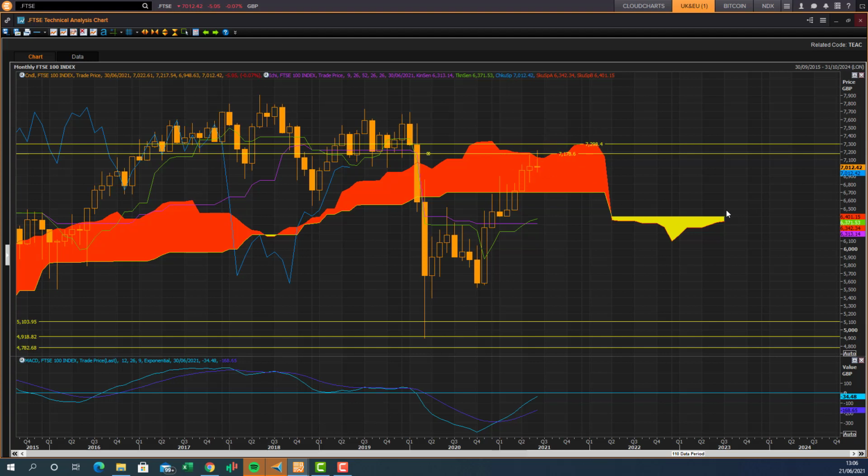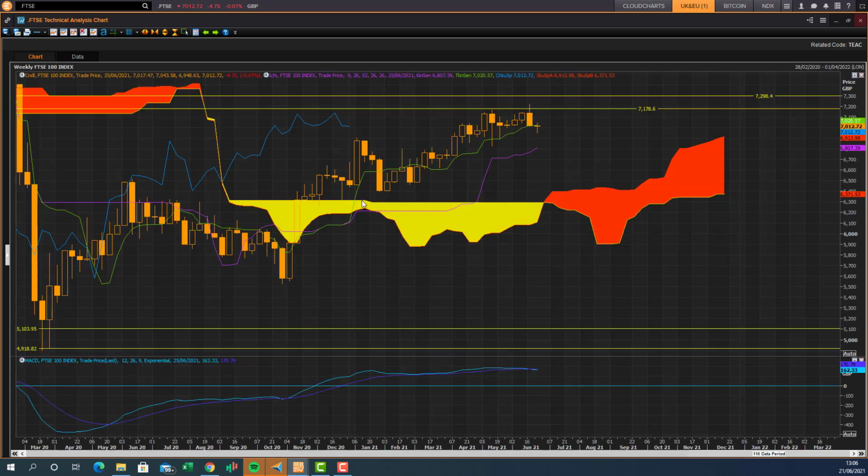Price action above the cloud is bullish, and we're above the bottom end of the cloud, so that's good so far. These are the monthly support zones. This is the bottom end here at 6,700, and these are the upside resistance zones on the monthly.